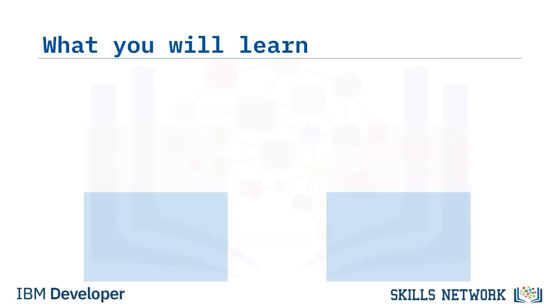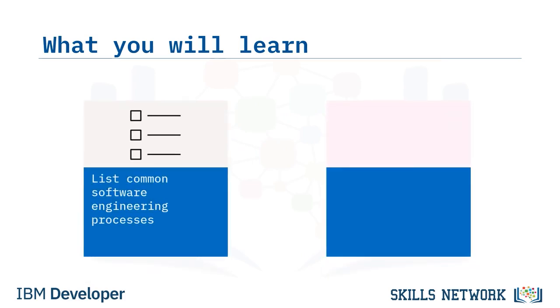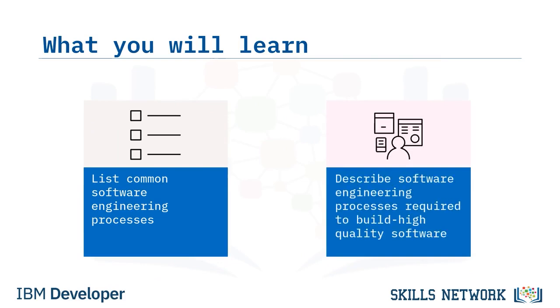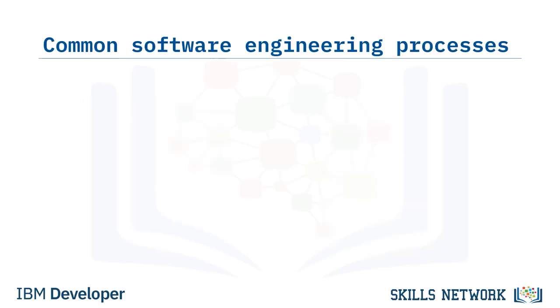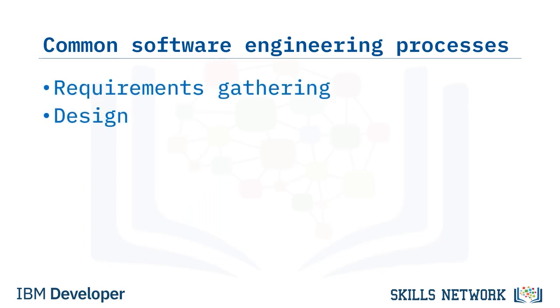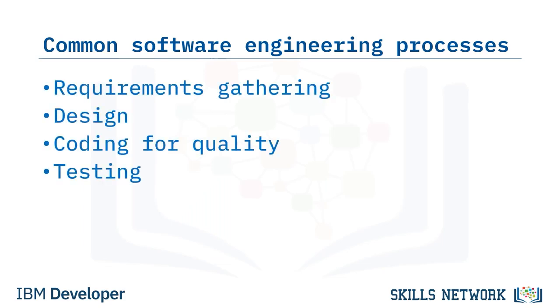After watching this video, you will be able to list common software engineering processes and describe the common software engineering processes required for building high-quality software. There are numerous processes that are common to software engineering projects. In this video, we will discuss 6 of them: requirements gathering, design, coding for quality, testing, releases, and documenting.